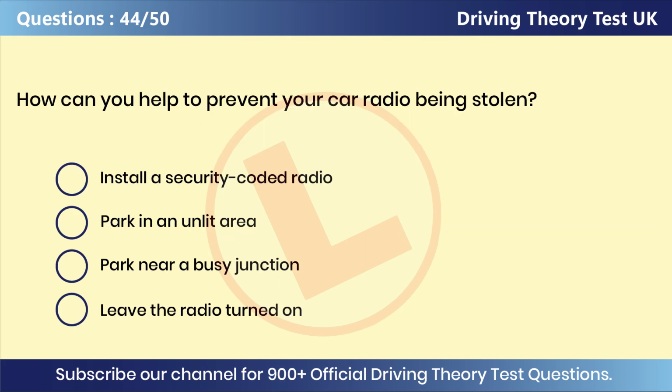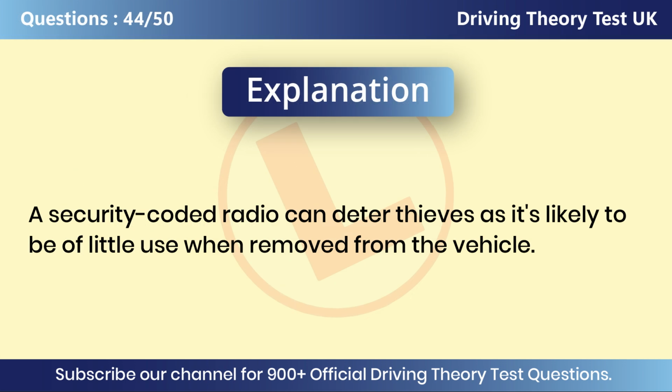Question 44. How can you help to prevent your car radio being stolen? A. Install a security-coded radio. B. Park in an unlit area. C. Park near a busy junction. D. Leave the radio turned on. A. Install a security-coded radio. A security-coded radio can deter thieves, as it's likely to be of little use when removed from the vehicle.